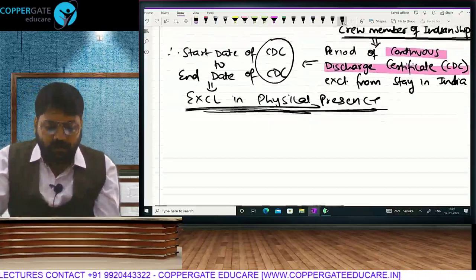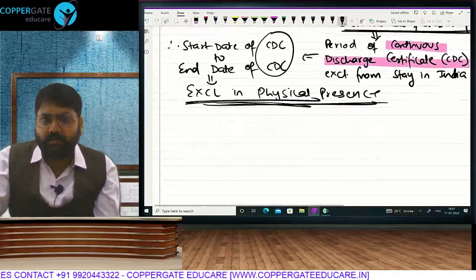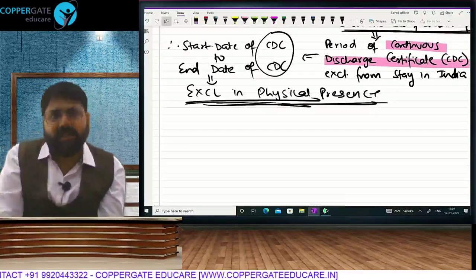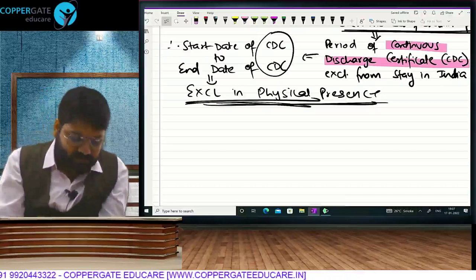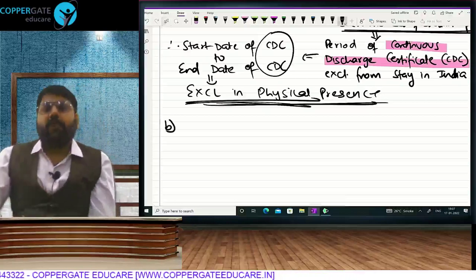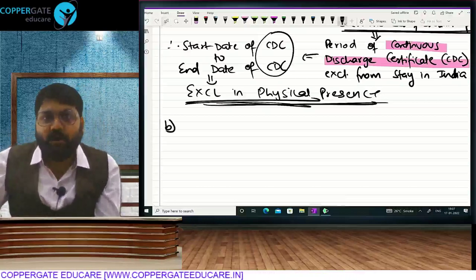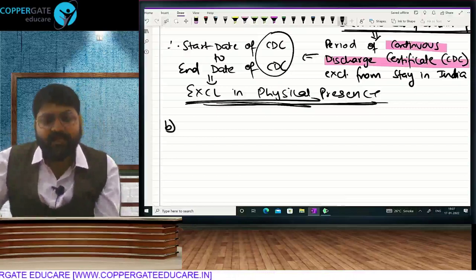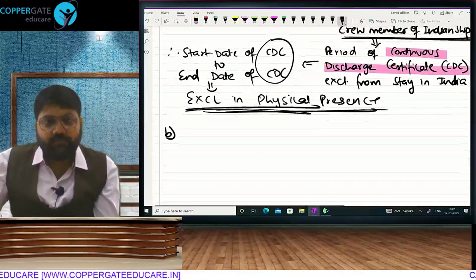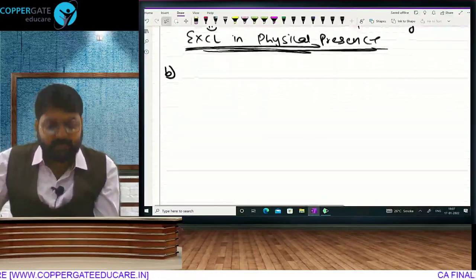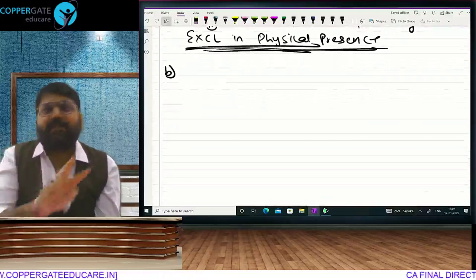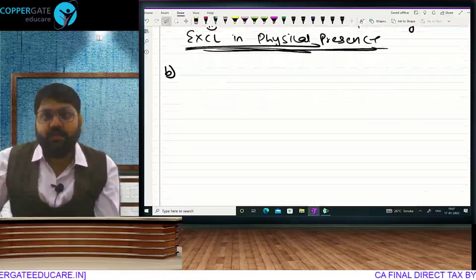Are you following? So, is the CDC part clear? Alright, when we come to the questions, we will discuss that question of CDC also. Let's talk about point B. By the way, this is point B in what? That confusion should not be there. This is point B of exception. Exception means 182 is applicable, 60-365 is not applicable.